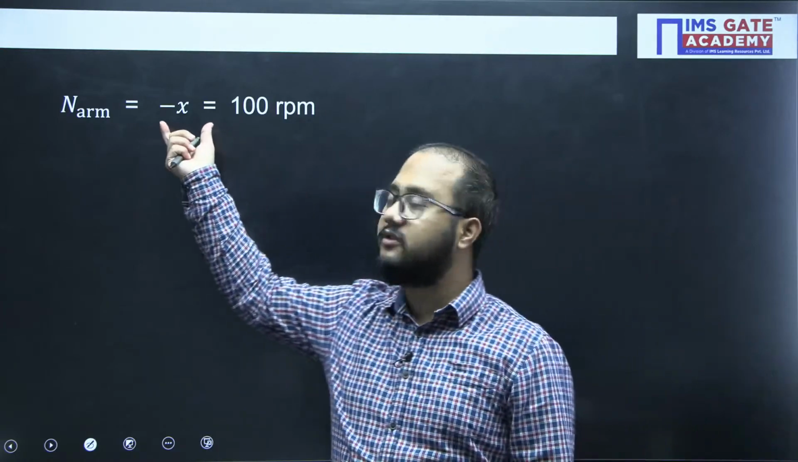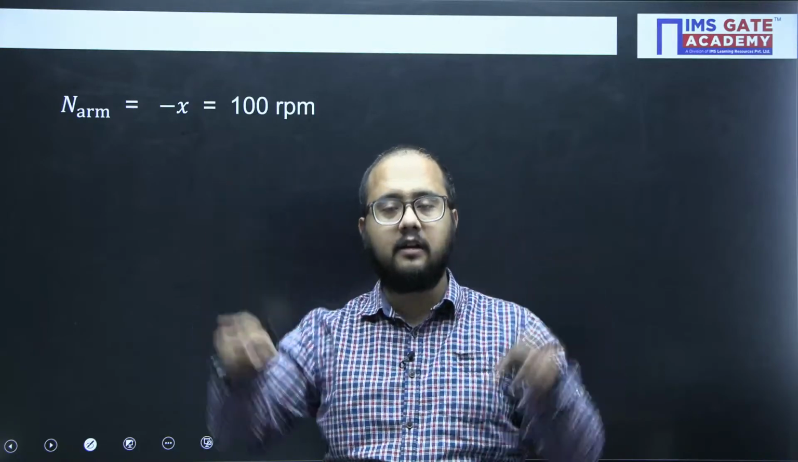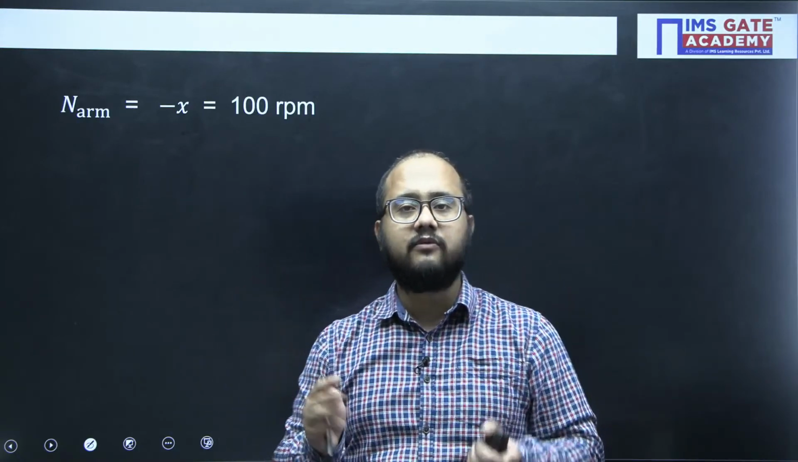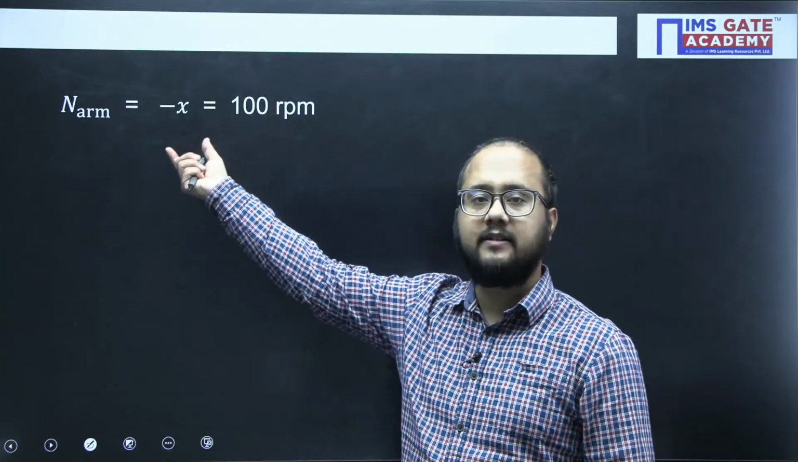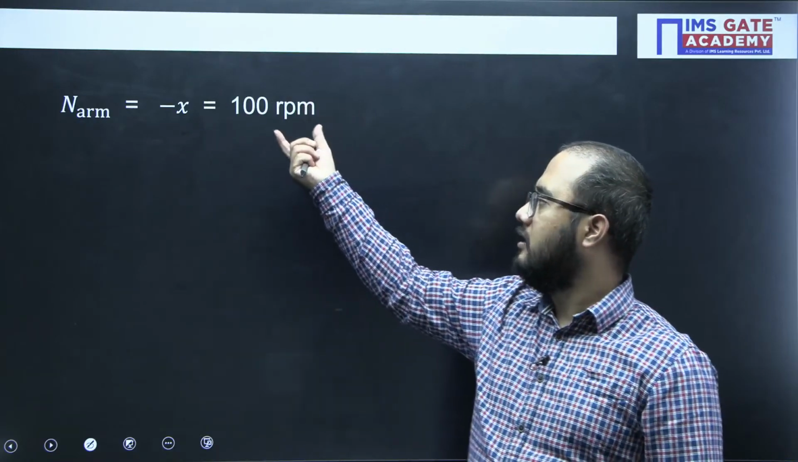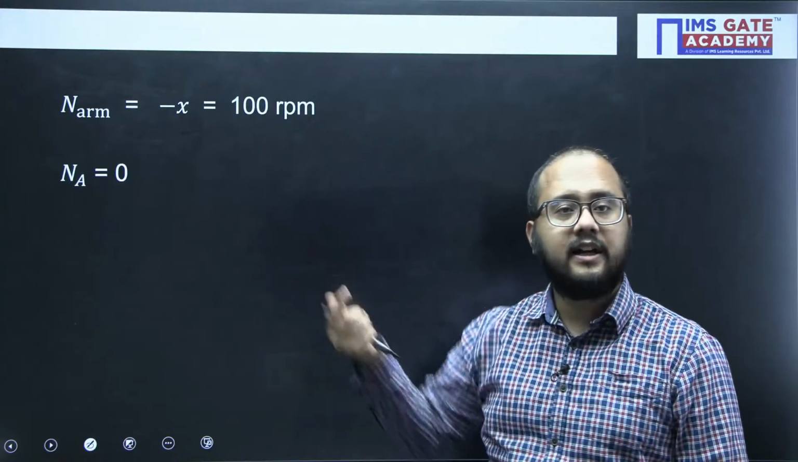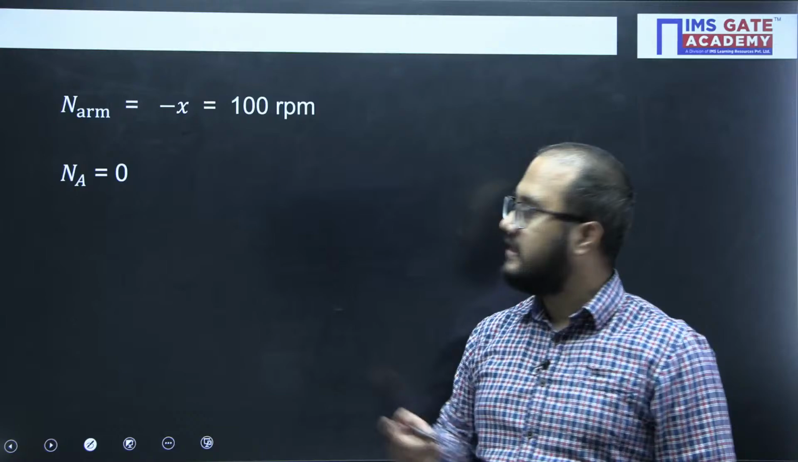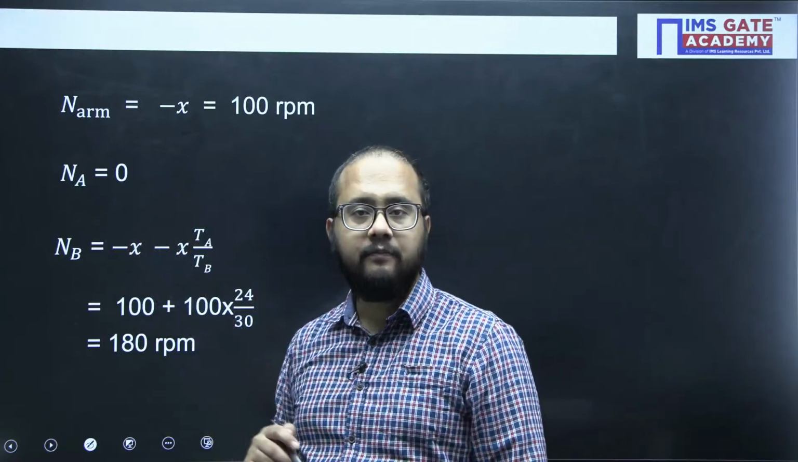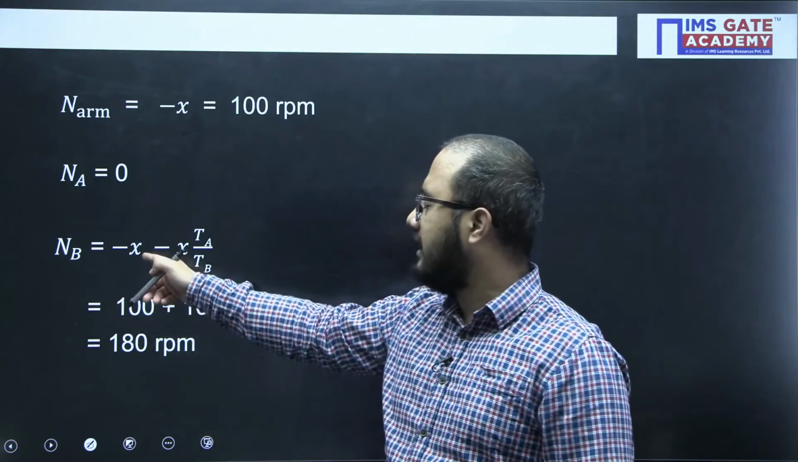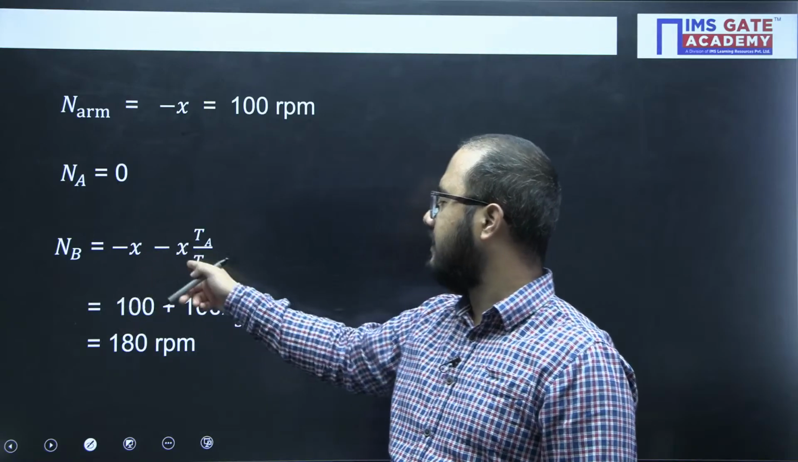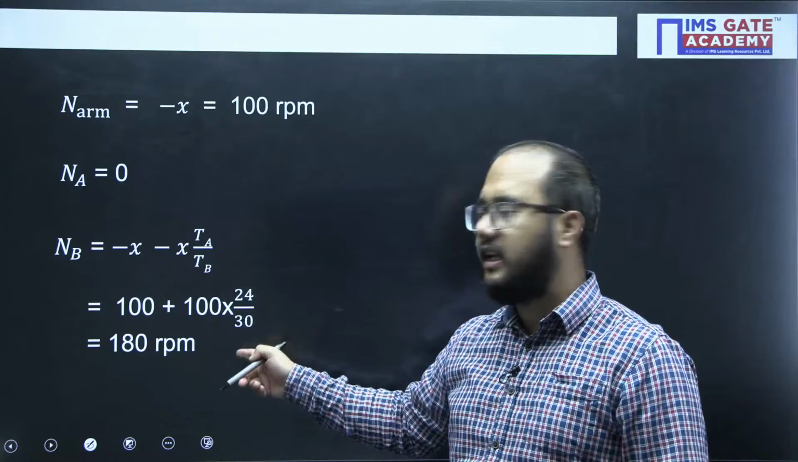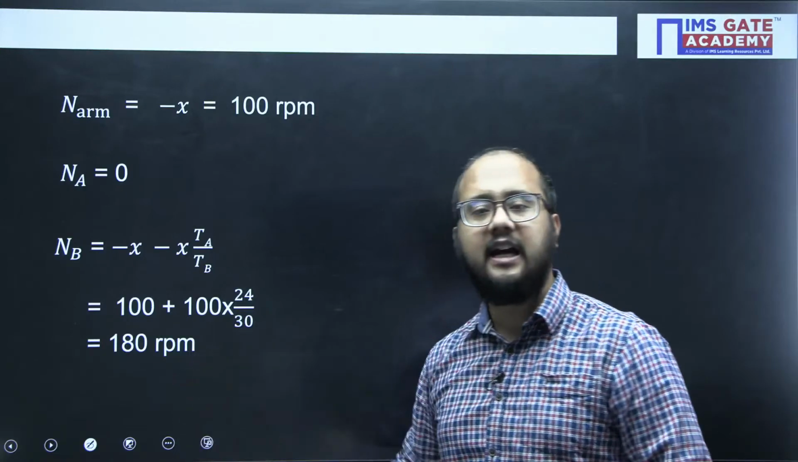So, minus x, from where did we get it? From the tabular analysis that we have done. We have considered two steps. From that analysis we got the speed of rotation of arm as minus x. In the question it is given 100. So, minus x equals 100. So, x value is minus 100. Speed of rotation of gear A is 0. Now, NB directly we have a formula here, minus x TA by TB. Minus x value is 100, TA 24, TB was 30, 180 RPM we got finally.